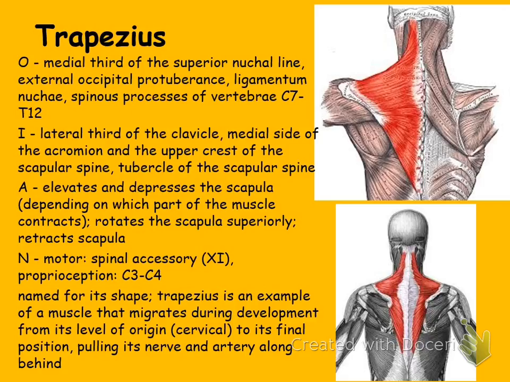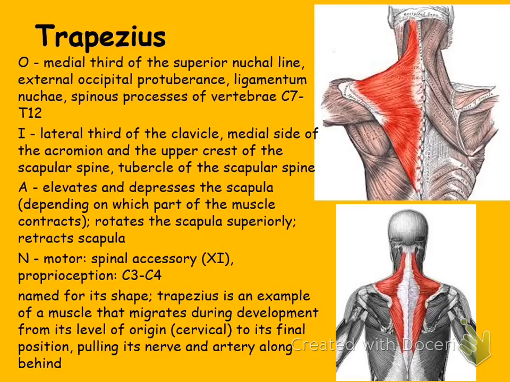Then it comes up in a triangle shape, and it inserts on the lateral third of the clavicle, the medial side of the acromion, and the upper crest of the scapular spine. So this is your shoulder shrugs. You see the bodybuilders will have a big bump on the top of their shoulders. That's the trapezius muscle. What kind of exercise would you do to strengthen that, make it stronger?